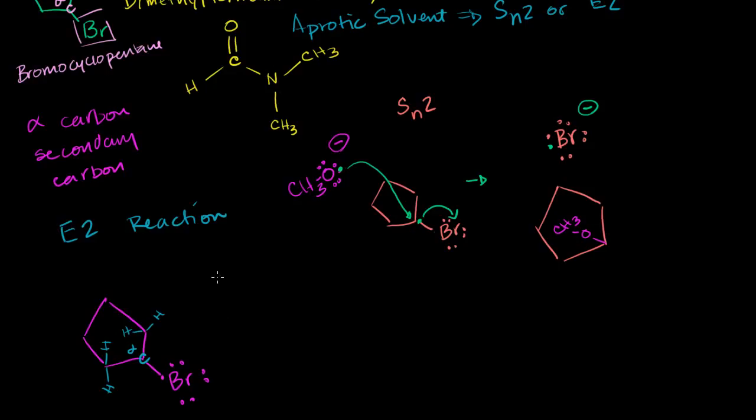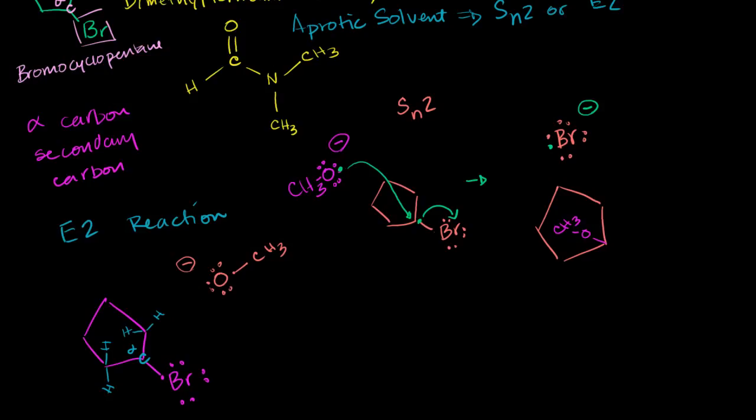Let me draw the methoxide anion. 1, 2, 3, 4, 5, 6, and then it has one bond to the CH3. It has a negative charge, a very, very strong base. It can go over here and nab the hydrogen and leave the hydrogen's electron behind.